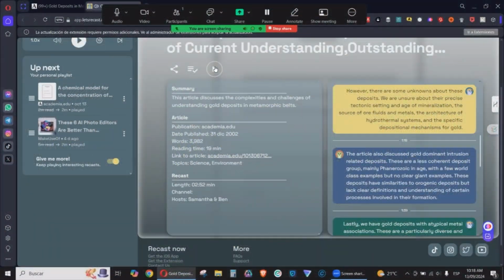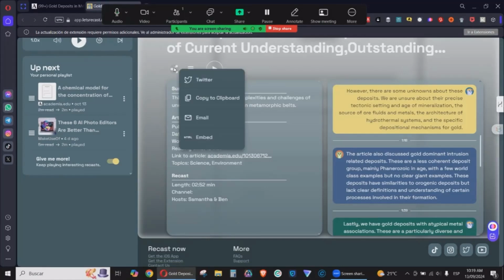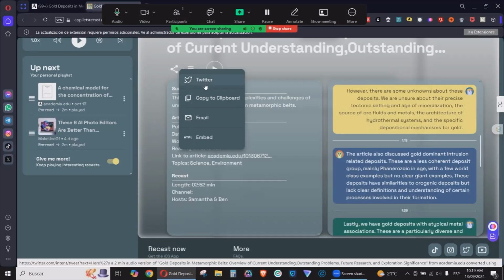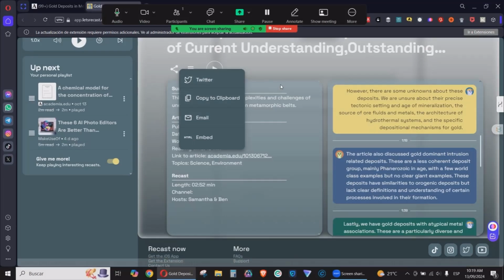So, as you can see, not only do they make a very good summary of the report, they are also using technical terms, geological terms, in perfect English. So this is amazing. Once you get this summary, you can share it by clicking here, and you can share it to Twitter, copy to the clipboard, or email it to some friends.